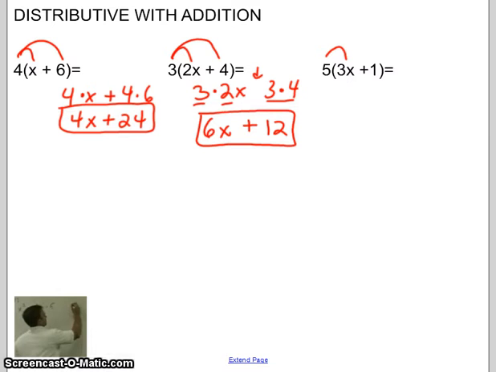5 times 3x, 5 times 1. 5 times 3x is 15x. 5 times 1 is 5. It's a positive 5, so I'm going to put a positive sign in between both terms.